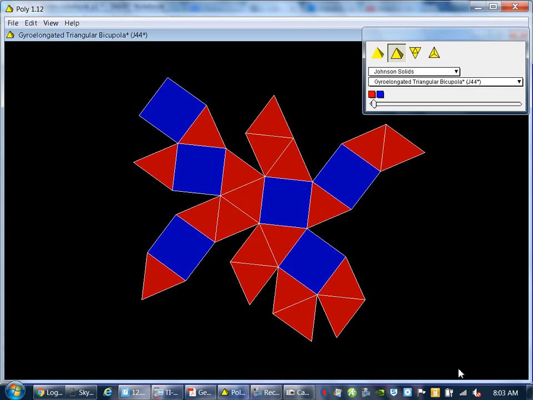Oh, so today we're going to be looking at the, what is that? A triangle, something, something. Some made up shape. Little chicken. Wait, what is that? Let me see, so you can read it better. That is a gyro-elongated triangular bicupola.